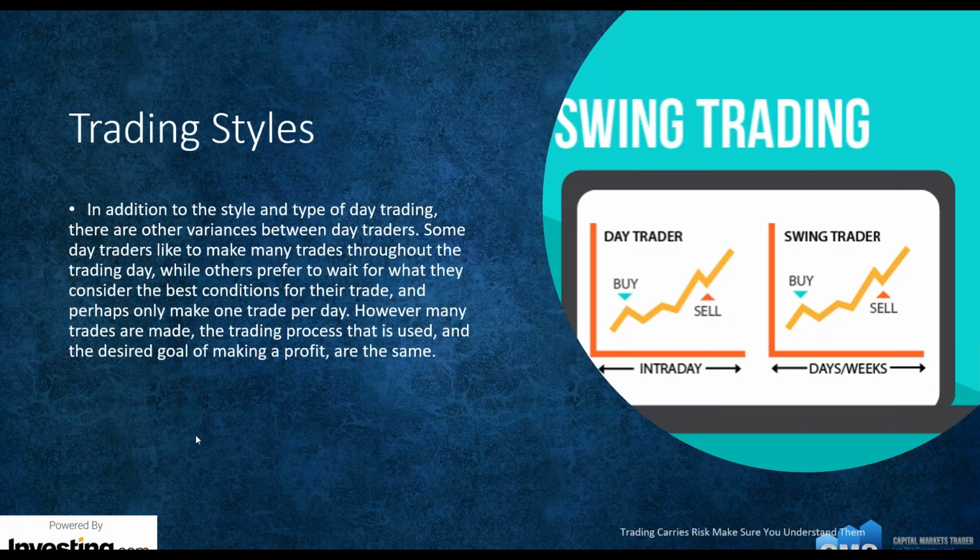So in addition to style and type of day trading, there are some variances between day traders. Some day traders like to make many trades throughout the trading day, while others prefer to wait for what they consider the best conditions for their trade, and perhaps only make one trade per day. However many trades are made, the trading process that is used and the desired goal for making profits are the same. So what is the biggest rule of day traders?